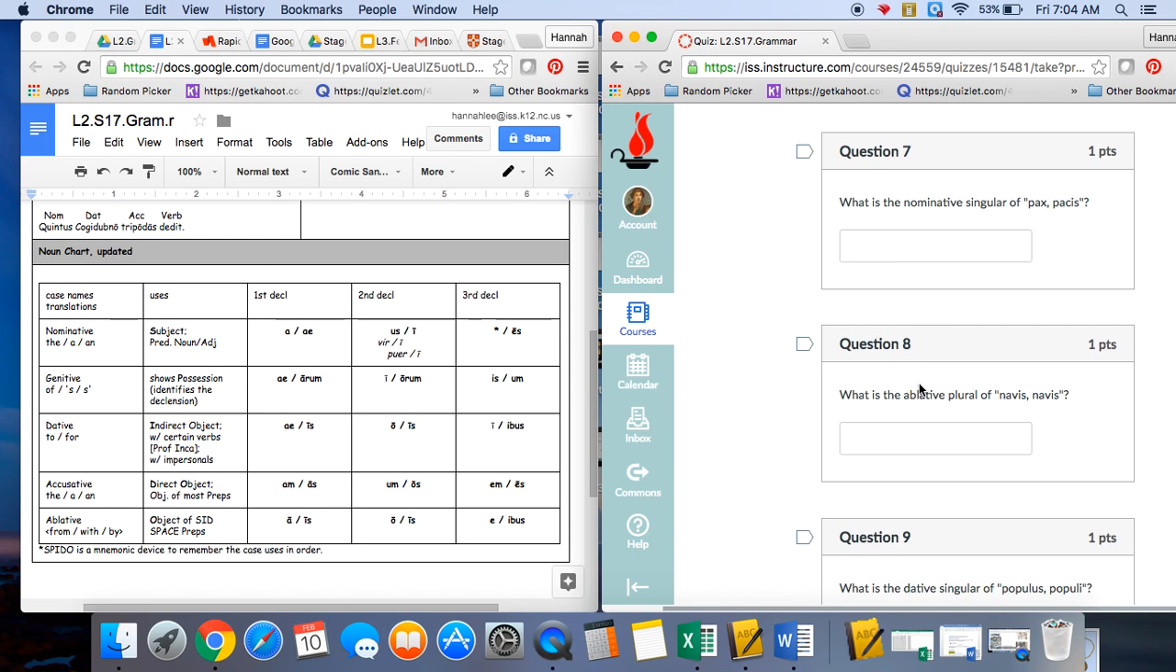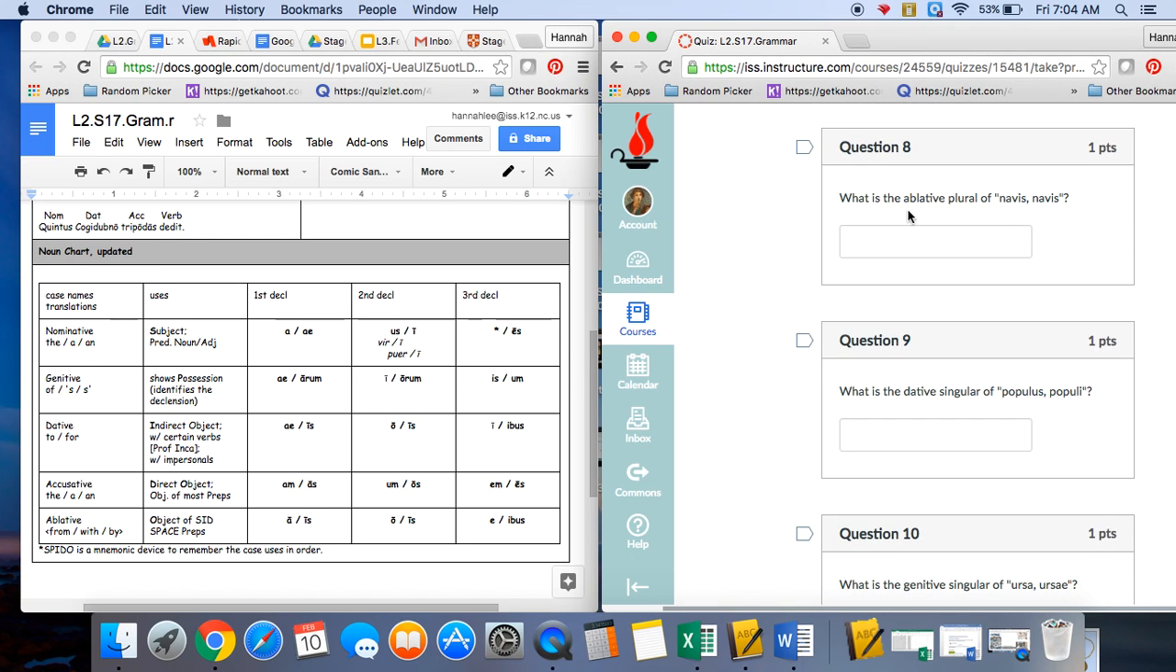Number 7, we're looking for nominative plural of nominative singular of pax. Pax is what declension word? Third, very good. And so when you go to the third declension, nominative singular, that's the star spelling. The star spelling means the first dictionary listing, so P-A-X is the correct answer.